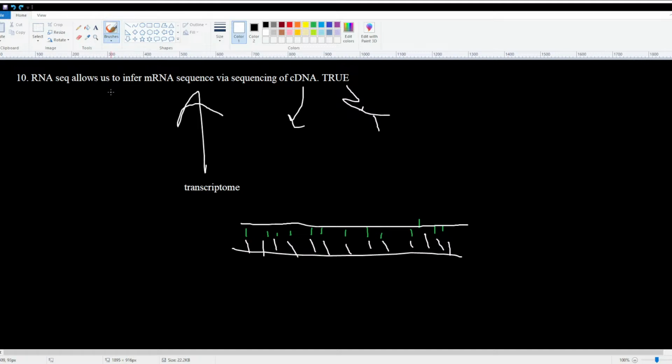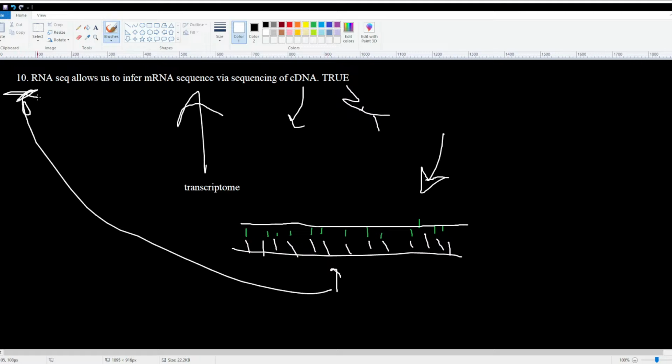I'm going to say it again for my own sake, because this is a question that I'm not so familiar with. RNA sequencing allows us to infer the mRNA sequence via the sequencing of cDNA. So the cDNA is something that we know. We know exactly what the cDNA consists of. What we want to know is the mRNA, and that's why we do RNA sequencing.